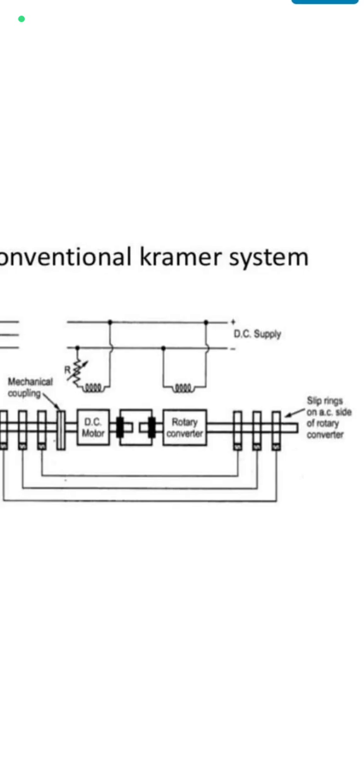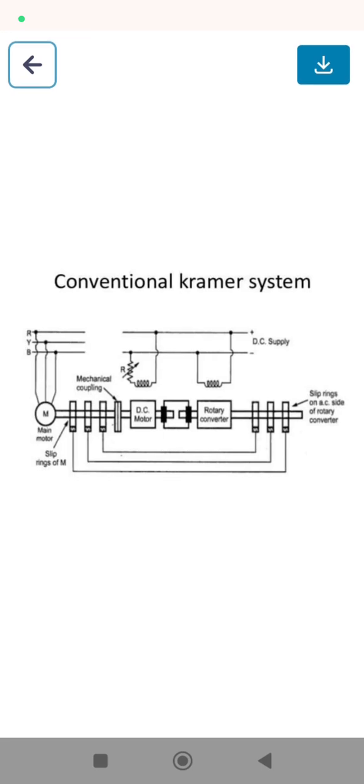From the induction motor we take the slip power and convert it into DC, and it is sent to the DC motors and rotary converters, and we are again feeding it back to the slip rings. So here the wasted slip power is being converted into useful power, and we can control the speed by using a slip ring induction motor. By adding or decreasing the resistance using the slip rings, we can control the speed of an induction motor.